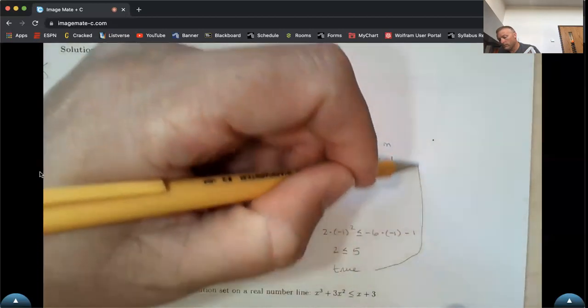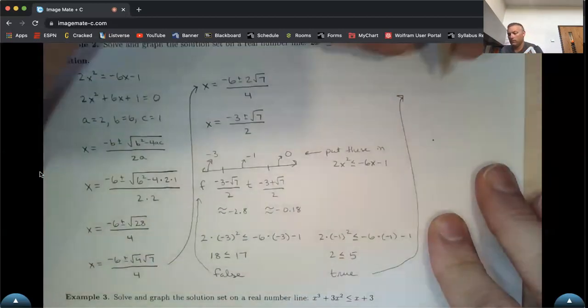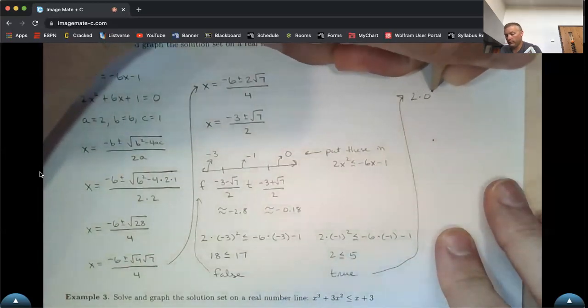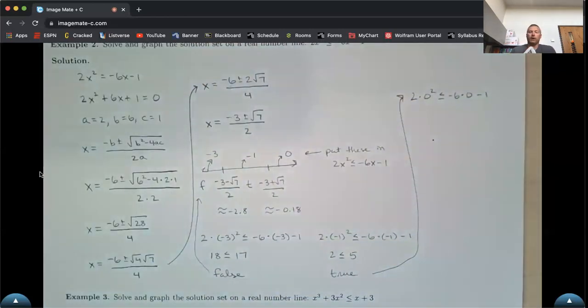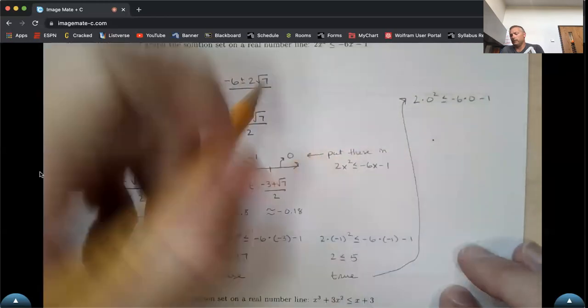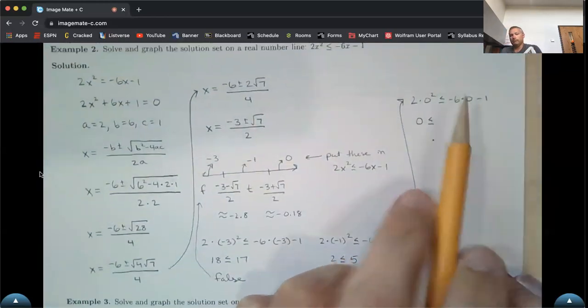Next, I'll put in my 0. So that's 2 times 0 squared less than or equal to negative 6 times 0 minus 1. 2 times 0 is 0. Here is 0 minus 1.